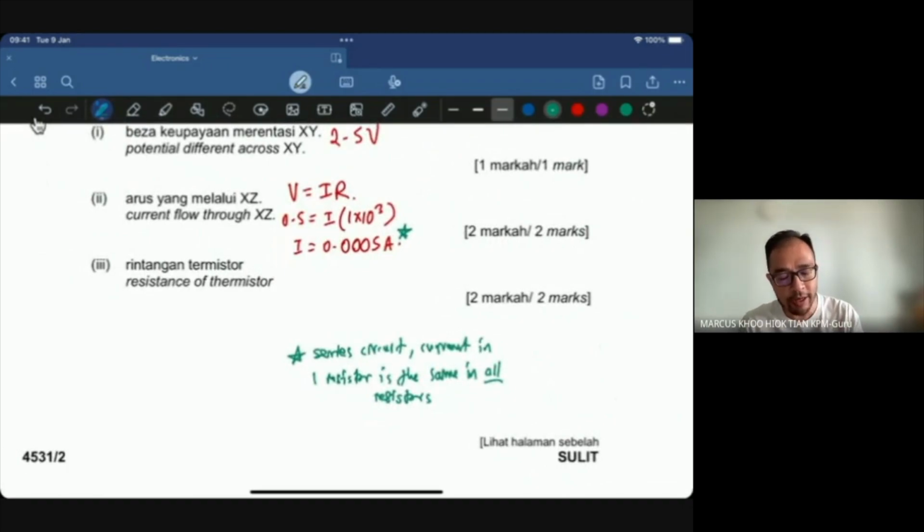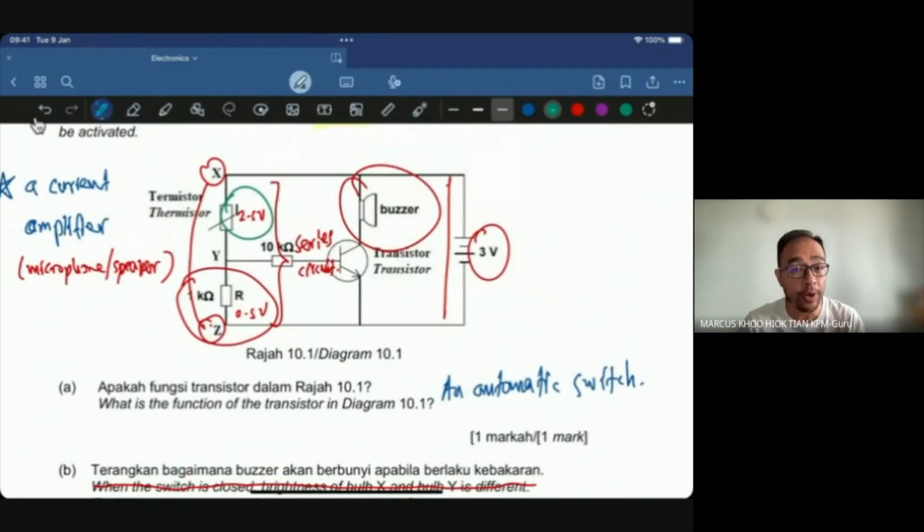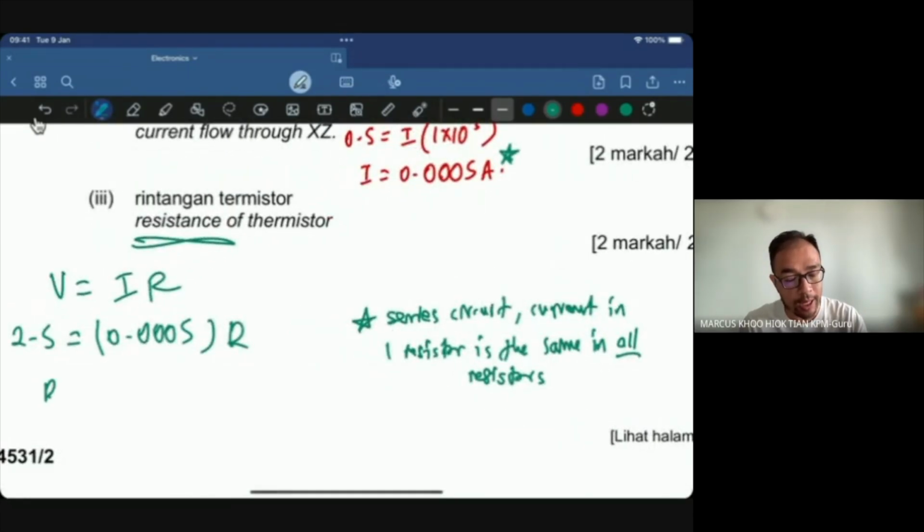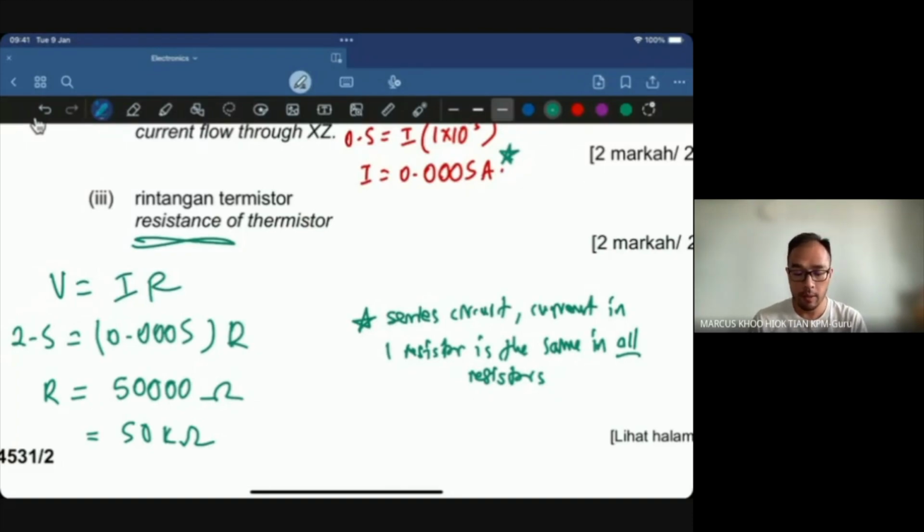Once you have the current flow, then you can calculate the resistance, because we're using the same V equals IR. We know that V is 2.5 from our logic just now. So 2.5 equals the current, which is the same, 0.0005, times R, and then you can calculate R. When you do this, you will get R equals roughly 50 kilo ohms. Hold on, 50,000 ohms. Roughly there.